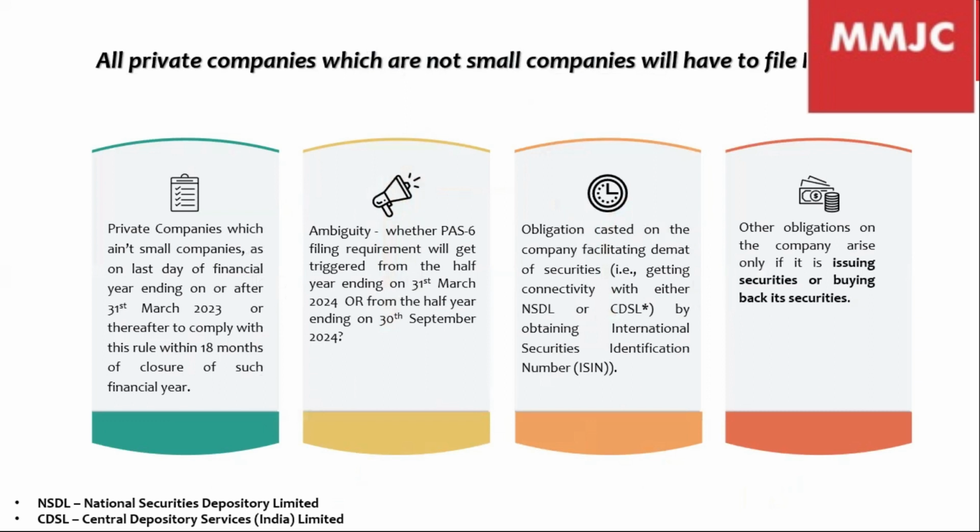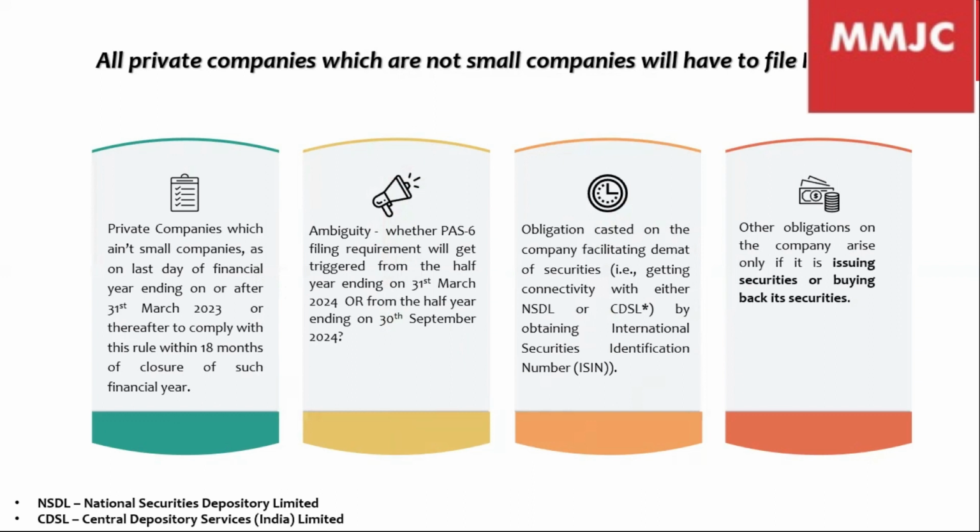So does this mean that all private companies who are not small companies will be required to file Form PAS-6? Subrule 2 of Rule 9B gives time to private companies which are not small companies as on the last day of the financial year ended on or after 31st March 2023 to comply with this rule within 18 months of closure of such financial year. So, private companies which are not small companies as on 31st March 2023 are required to comply with this rule on or before 30th September 2024.